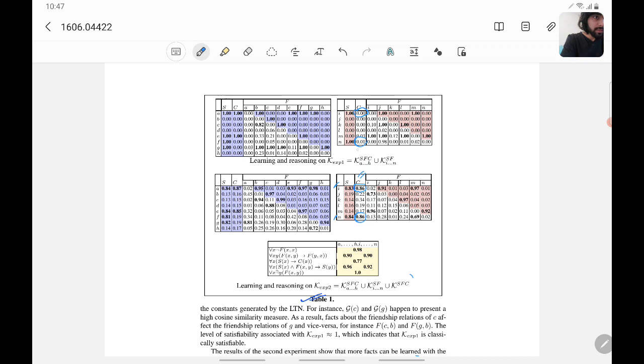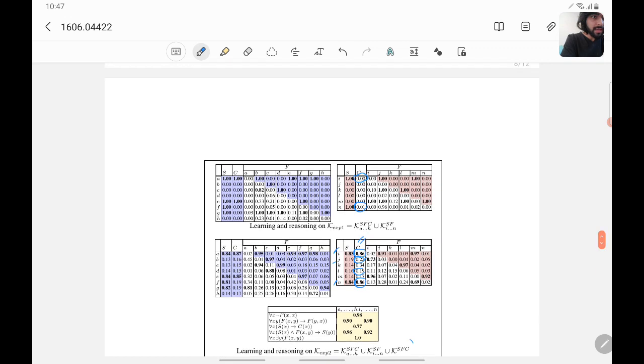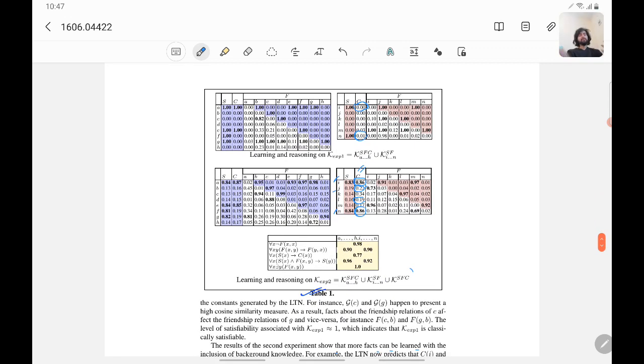This is the smoker information. These values also increase because these are friends of smokers, and their chances of having cancer also increase. So even if the knowledge base didn't contain that particular information, it still managed to learn it, because of the real logic and its particular implementation. It learned about the smoking habits, the smoke that other people are exposed to, and the chances of people having cancer.